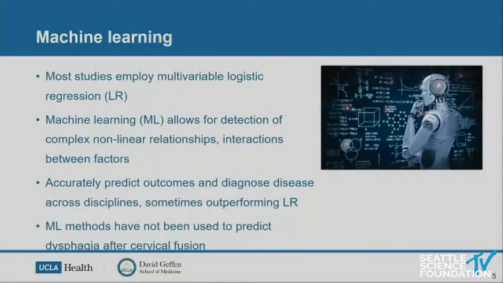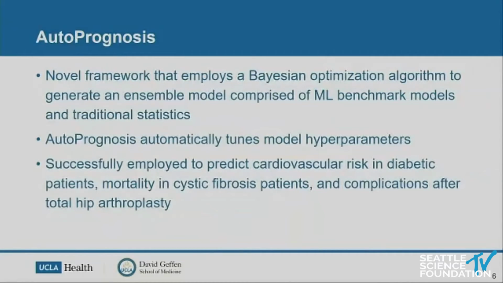So again, machine learning and logistic regression, there's differences, and we use the same kind of framework. Now, for this study, we used AutoPrognosis, which is kind of a combination. We were able to get all the various machine learning models, and the computer is able to put them all together. It's a novel framework, and it uses a novel algorithm to fine tune each one of those machine learning algorithms and bring a combined result. And we've actually published on this, where AutoPrognosis has been shown to predict complications with total hip arthroplasty, but also in other fields, diabetic patients, cystic fibrosis patients as well.